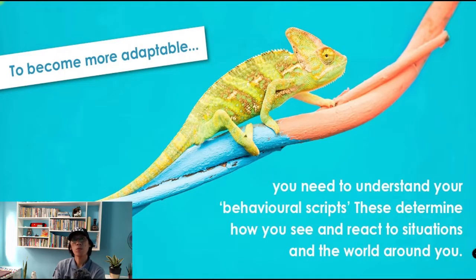So to become more adaptable, what do you need to do? You need to understand behavioral scripts. These determine how you see and react to situations and the world around you. Now, look at this example. If this chameleon fails to change its color to orange or light blue, it will get easily spotted by a predator, and of course, that's bad news for the chameleon. So it's the same thing with us. We have to change our ways of responding to the world and how we see the world. We cannot operate based on the old ways that we're used to because this is a different world that we live in right now.